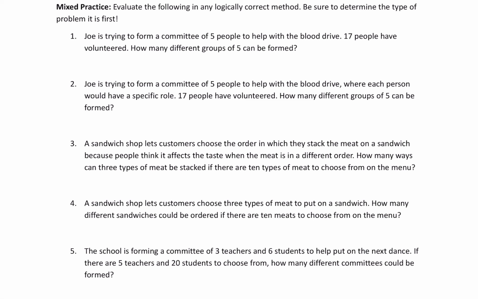Joe is trying to form a committee of 5 people to help with the blood drive. 17 people have volunteered. How many different groups of 5 can be formed? Well, we're not assigning any specific roles or any titles to anybody, so it's just a group of 5 people, which is going to make this one a combination. Now that I know it's a combination, the hard part is over. The rest will be solved in my calculator. So I know I have 17 total people that volunteered, and I'm choosing groups of 5. So I'll put that in my calculator, and I get 6,188.